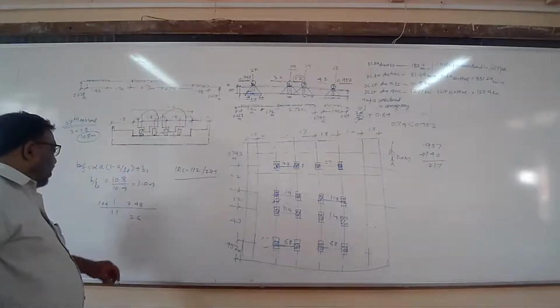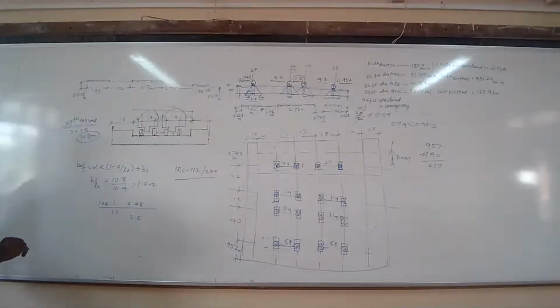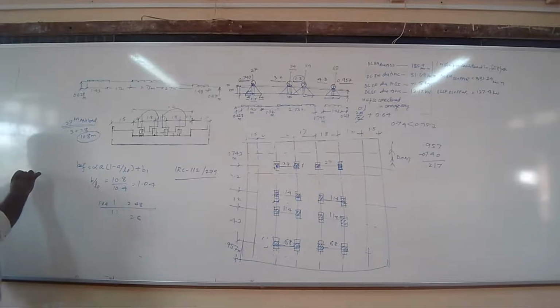The difference is 0.12, so 0.12 divided by 0.1 is 1.2, multiplied by 0.4, that is 0.48.